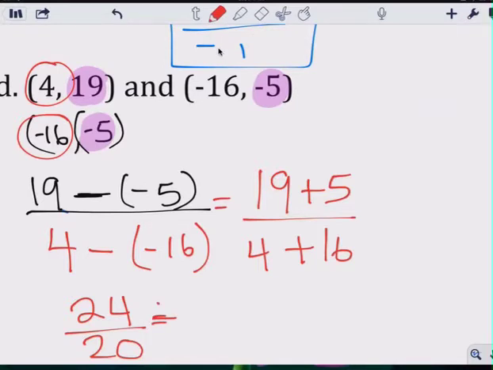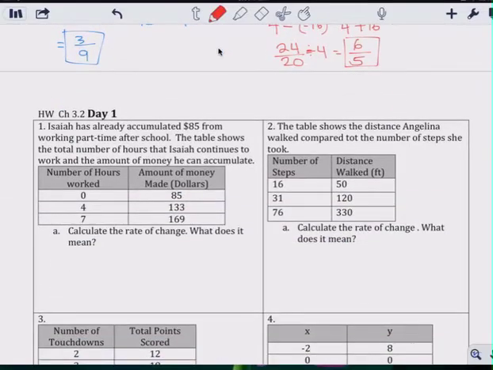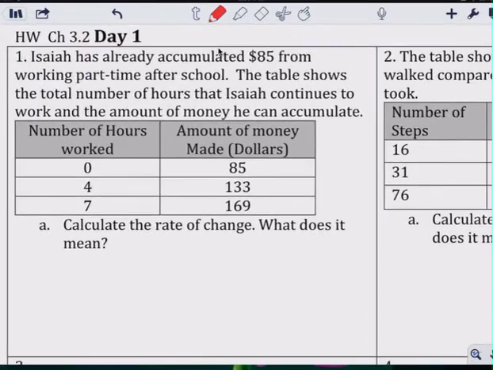Divide both by 4. You get 6 over 5, and that's your rate of change. Okay? The back side, you do the same. You need to remember, choose any two you like. If you choose the first two, that's fine. Or you choose the bottom two, that's fine.